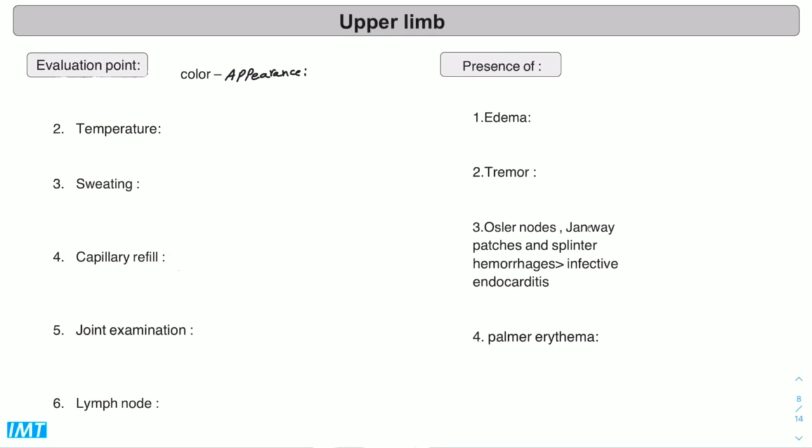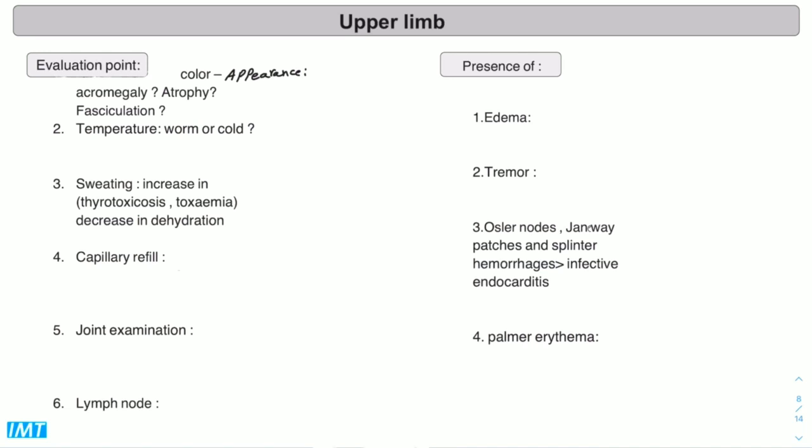Upper limb, there are 6 evaluation points. First of all, we start with the color and the appearance. If there are enlargements in the skeletal measurements, if there is atrophy, fasciculation. Next, we assess the temperature, warm, cold, which is a huge differential between hypothyroidism and hyperthyroidism. Patients with hypothyroidism tend more to have cold skin. Patients with hyperthyroidism, due to hyperactive cellular metabolism, tend to have warmer skin.